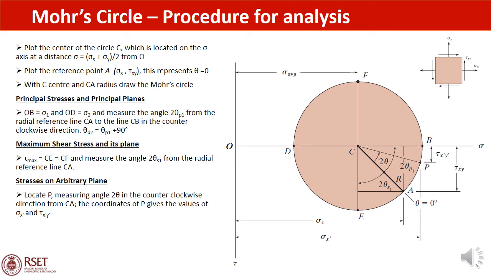Now to locate the stresses on any arbitrary plane, first of all you need to locate the point P by measuring an angle 2 theta in the counterclockwise direction from the reference line CA. So from the reference line CA we measure an angle 2 theta in the counterclockwise direction and we locate P. Now the coordinates of P will give you the normal and shear stresses acting on the plane. So sigma x dash and tau x dash y dash are the coordinates of the point P, which gives the normal and shear stress components on the arbitrary plane at an angle theta from the element.